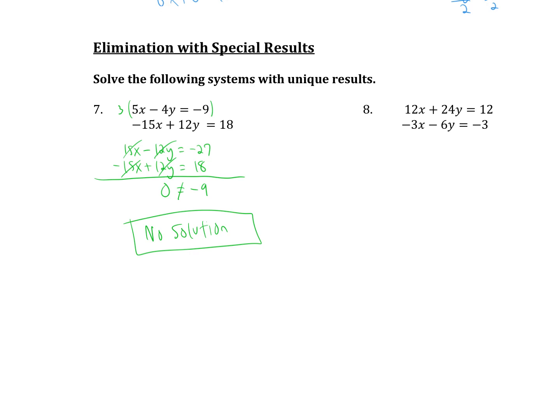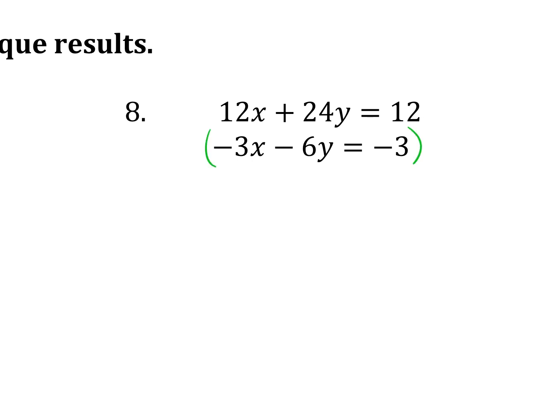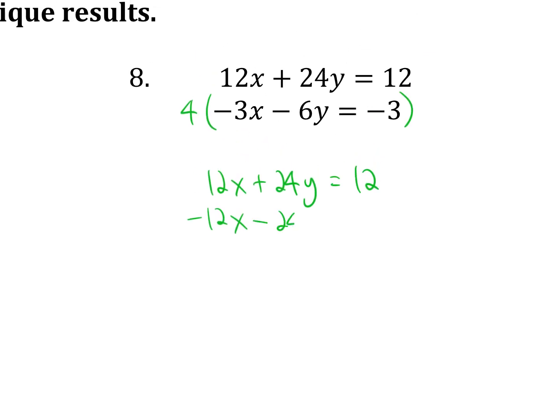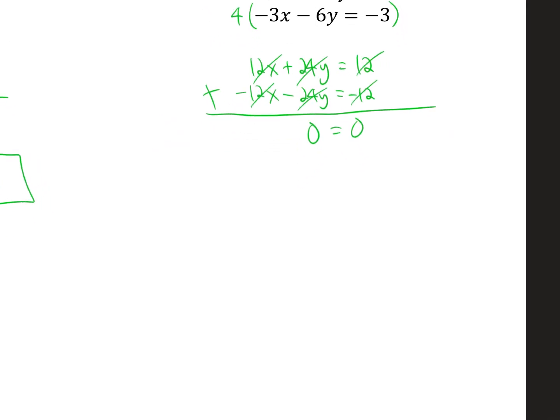Why don't you guys try number 8, which is very similar. Give it a try. All right, same thing over here. We're going to multiply the bottom by what to cancel it? Well, opposite 12 will be negative 12, so we multiply by 4 here. We're going to get 12x at the top, the same. Bottom would be negative 12x minus 24y equals negative 12. So now if we add these, x's are going to cancel, y's are going to cancel, we get 0. And 12 minus 12 is also going to be 0, so we get 0 equals 0. Is that true or false? It's true, so it's going to be infinite solutions.